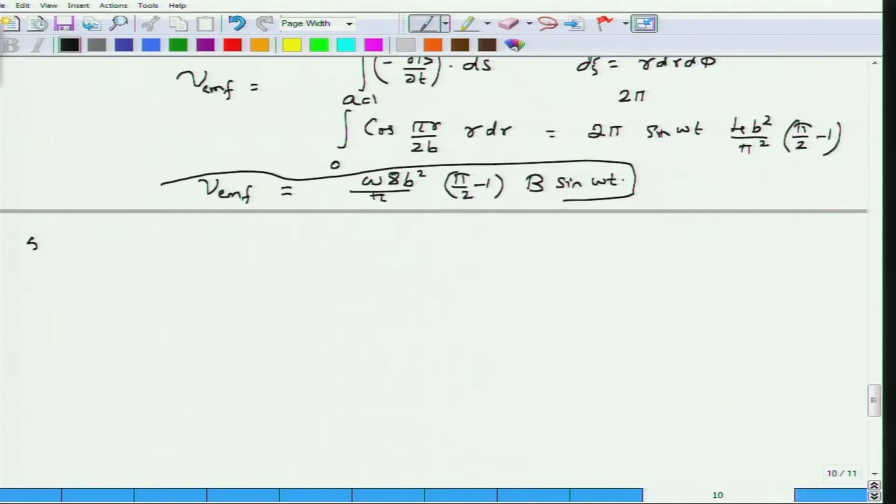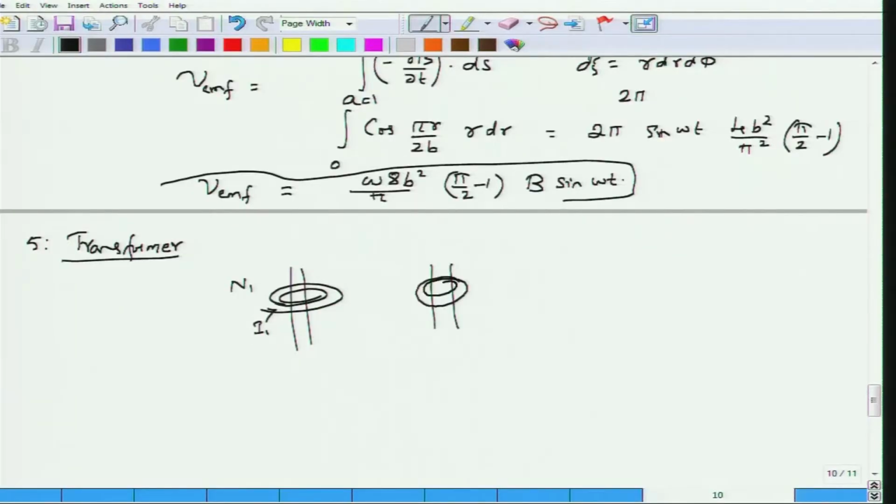As a final example, let us consider a very important circuit element called a transformer. What does the transformer do? It is actually used to change the voltage and current ratio, right. So, it has a primary coil which is carrying a current of I1 and is wound by N1 turns, and then there is a secondary which is carrying a current of I2, but there is a winding of N2, right.